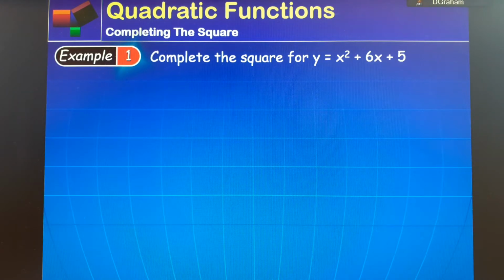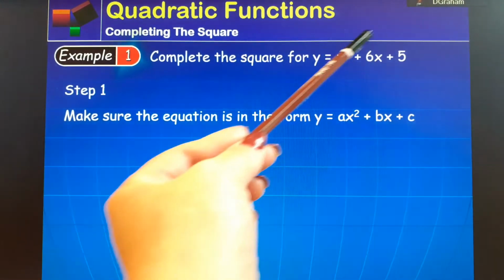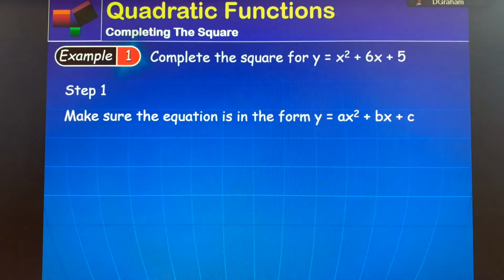So let's look at completing the square. So step 1, make sure the equation is in the form y equals ax squared plus bx plus c. So if it's in any other rearrangement, not the x squared, the x and the number in that order, change it around. Make it go into that order.